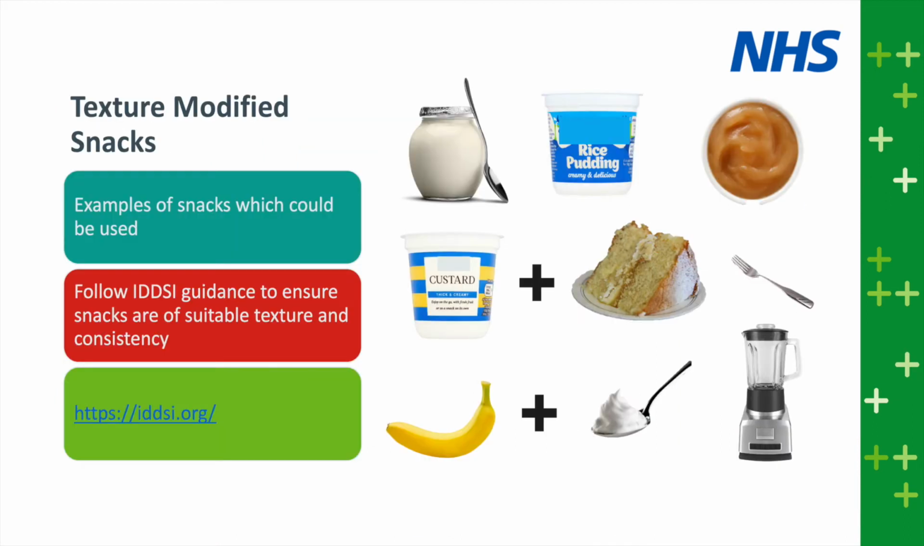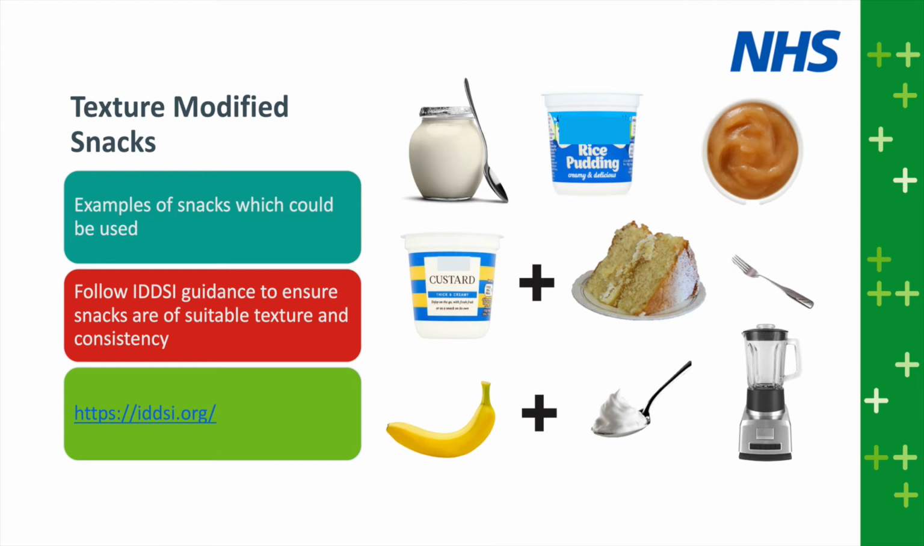We've then got texture modified snacks. If you require a texture modified diet, then these are just a few foods that you could use. But you will need to ensure that you follow the IDDSI guidance to ensure that they are a suitable texture and consistency, as some of these may require mashing, liquidizing, or combining with other snacks to ensure that they are suitable. So, Leslie, when you mean texture modified diets, that's things like maybe a puree diet or soft diet, fork mashable diet, is that right?